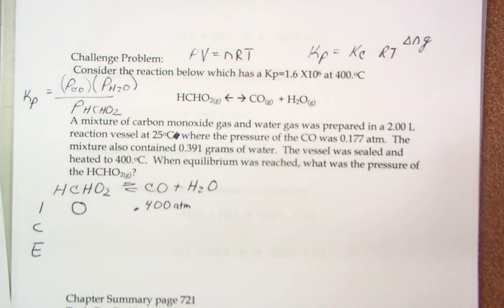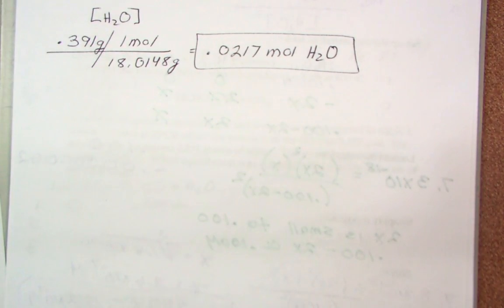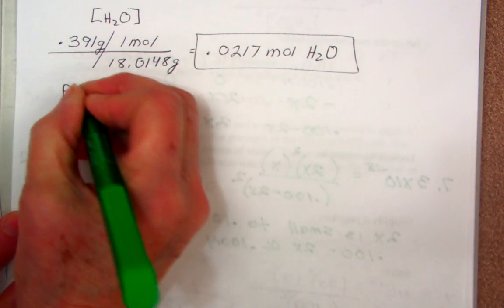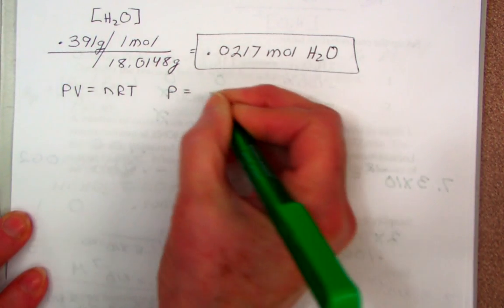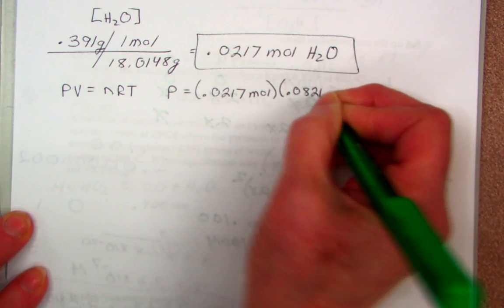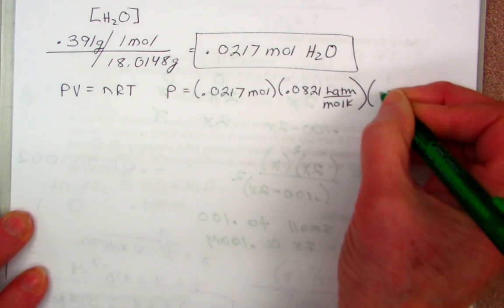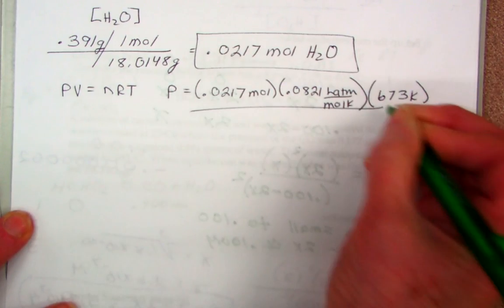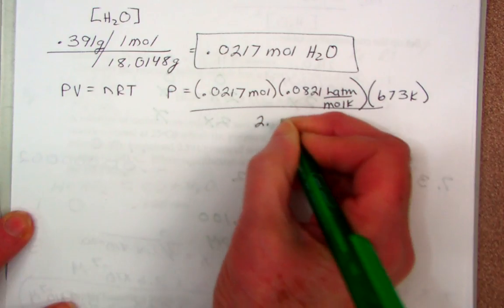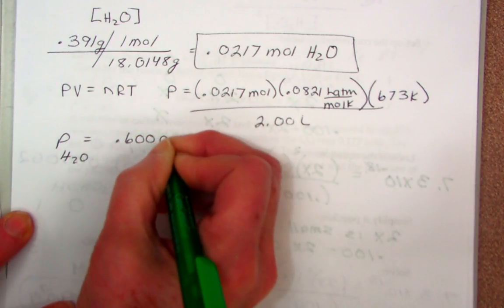Now what? Now we got to find the pressure for the water. So how are we going to do that if we know the moles of water? Now we're going to have to use PV equals nRT, right? So my pressure is equal to the moles, 0.0217 moles, times R, 0.0821 liter atmosphere per mole Kelvin. What's my temperature? 673 Kelvin, divided by my volume. What's my volume? 2 liters. So my pressure for the water is 0.6 atmospheres.